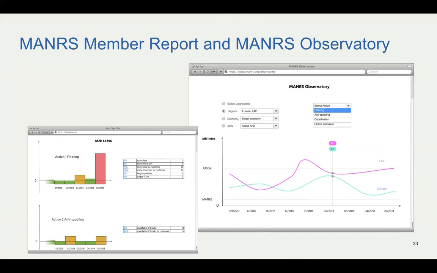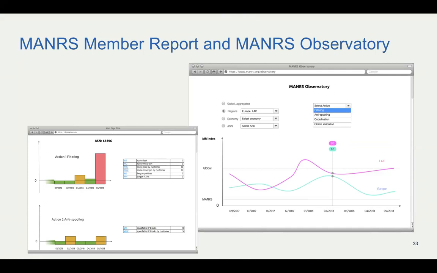When a network joins Manus, we do the checks. We actually carefully consider the application. We ask questions and we ask a network to run certain tests. So when a network joins Manus, we are pretty confident that they are compliant, that they implemented those actions.